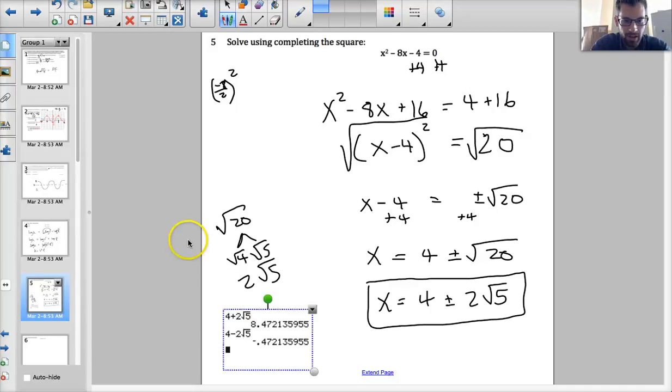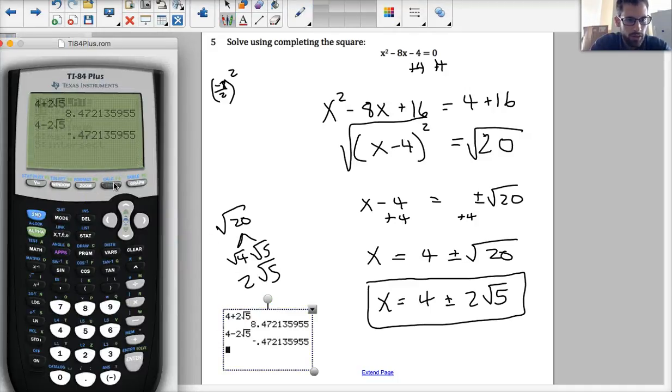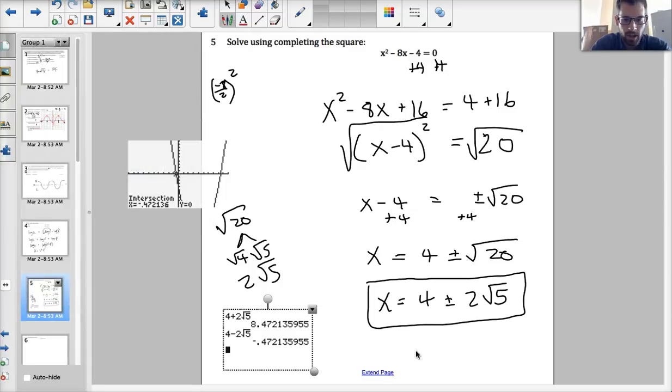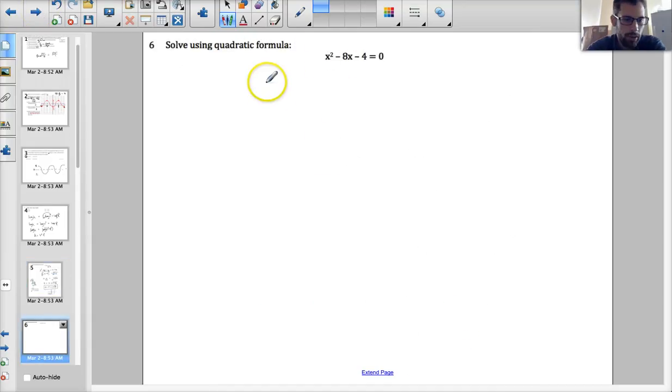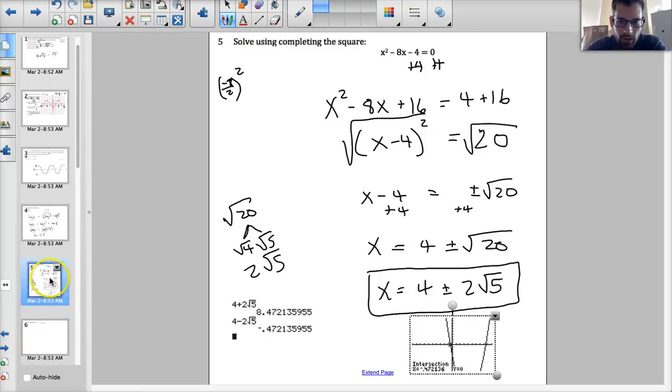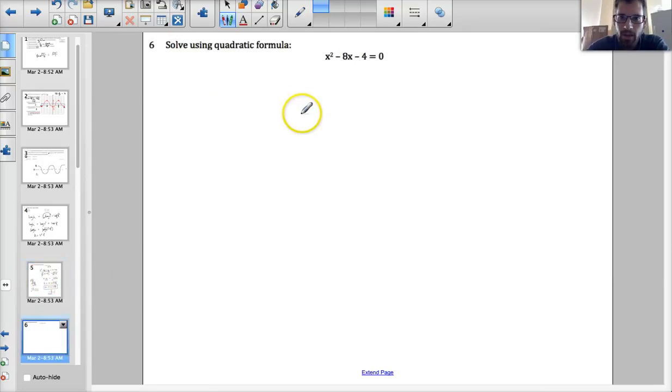So I'm just going to drag that in here to check, trace, intersect, and find that minimum value again. And yeah, sure enough, that looks great. In the maximum point, it looks like it's up here at 8 point something. So I know I'm in great shape. All right, solve using the quadratic formula. Well, this is the same equation, isn't it? So I better get the same thing.